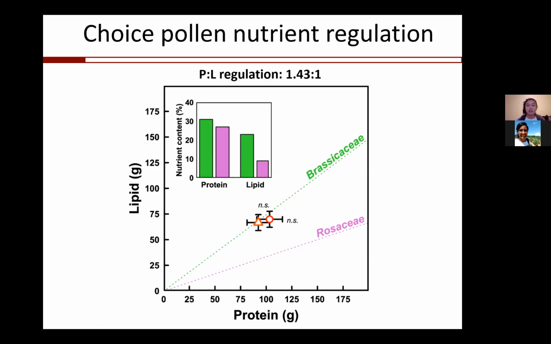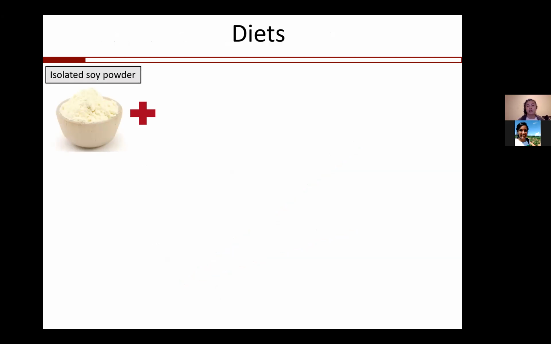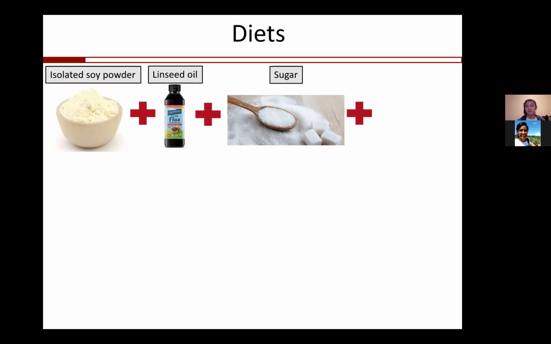And that's because pollen has a lot of other macronutrients, and there can be chemical cues and even odor cues and also visual cues that can affect a bee's preference. So we want to eliminate those preferences by creating our own diets in-house. So we created artificial diets with isolated soy powder, linseed oil as our lipid source, sugar as our carbohydrate source, and a bunch of other things I'm not going to get into detail with.